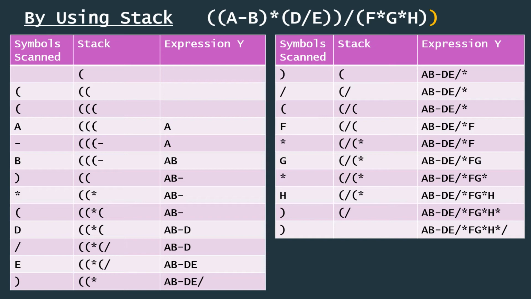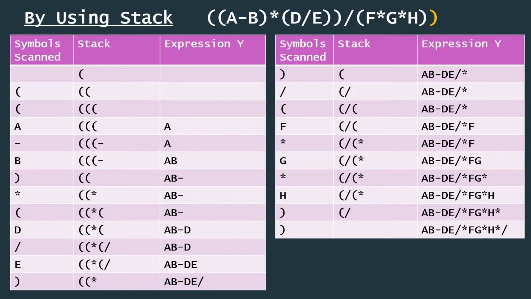The next symbol to be scanned is multiplication that will go to stack. Then left parenthesis will also go to stack, and D is an operand which will go to expression. Division is one operator that will go to stack. E is one operand which will go to the expression. Then right parenthesis will come. Then the operator from the stack will be popped. There is only one operator, division operator, which will be popped, and the left parenthesis will be resolved.